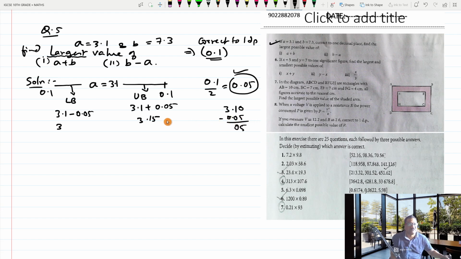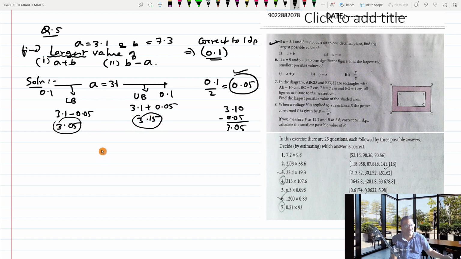If you want to find the lower bound, it will be 3.10 minus 0.05. So 10 minus 5 is 5, and 0 minus 0 is 0, and this becomes 3.05. So this is your lower bound and this is your upper bound.